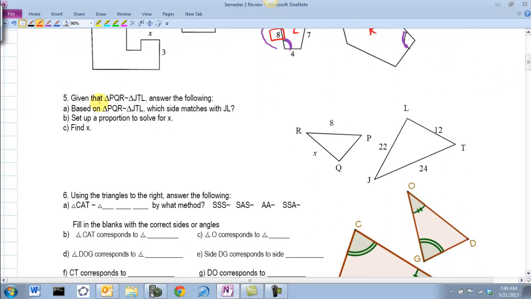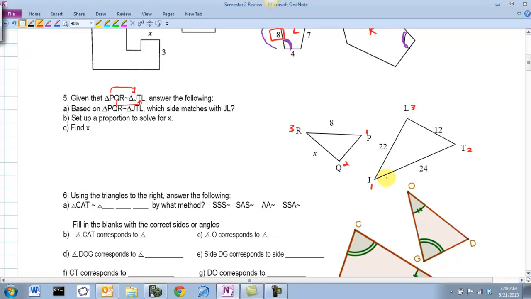And in the problem for number 5, they give me this similarity statement. And this is an important skill for you to be able to read a congruence statement or a similarity statement. That tells me that the P and the J match up, and Q and T would match up, and likely R and L will match up as well. So now as I look at this, I'm going to go with P was the first letter, then Q, and then R. So then J is the first letter, then T, then L.